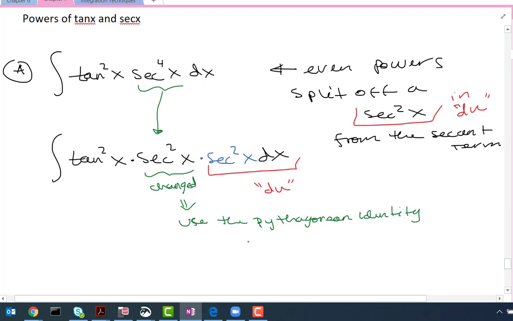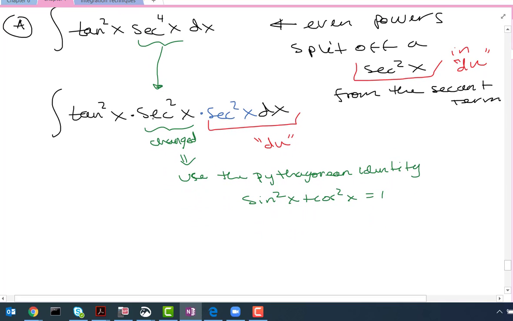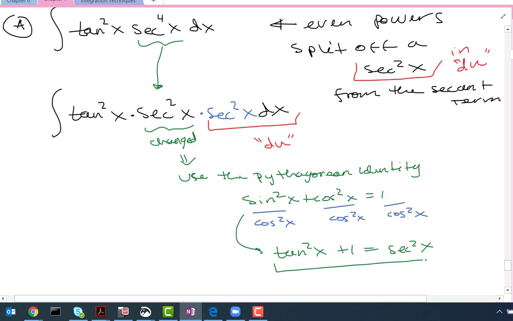And if you don't remember them, I always remember that sine square x plus cosine square x equals 1. So if I want to get secant, secant is 1 over cosine, so I'm going to divide everything by cosine squared. I want to get tangent, so now we can write our identity: sine over cosine, that's tangent square. Cosine square over cosine square is 1, and 1 over cosine square is secant square. And so now I know I'm going to use this Pythagorean identity to change. So I know secant square is tangent square plus 1.